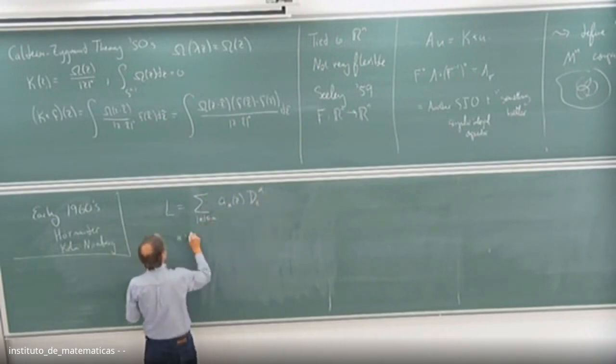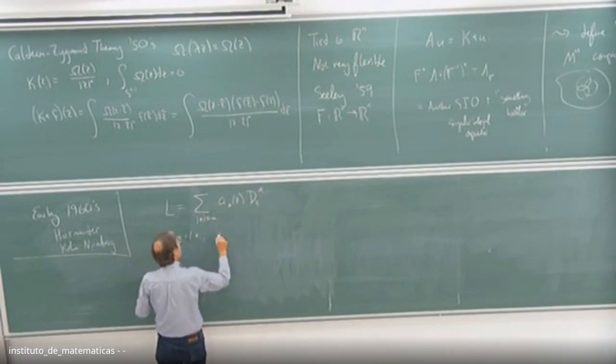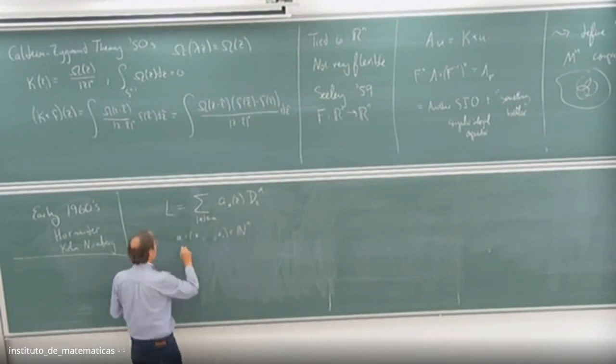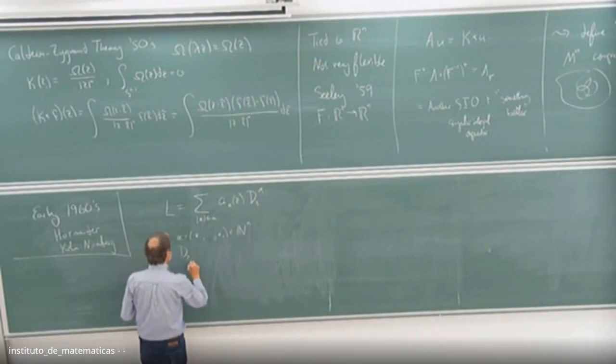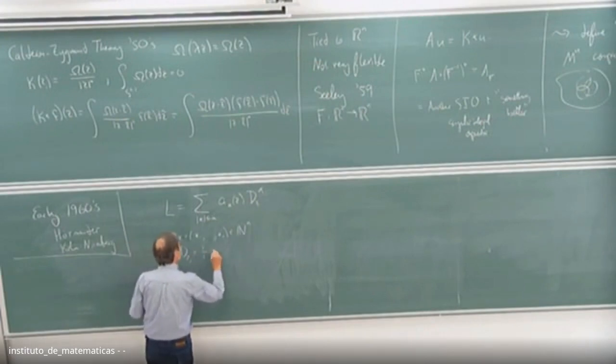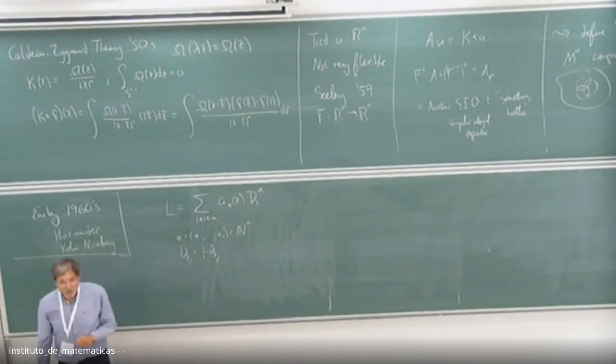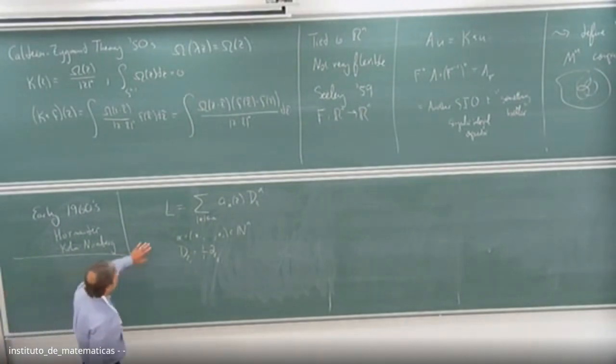Here alpha is a multi-index. And there's a convention that D_zj is 1 over i times d by dzj. This is how you know you're talking to a linear PDE person, because they put that 1 over i there. Okay, so this is a differential operator.